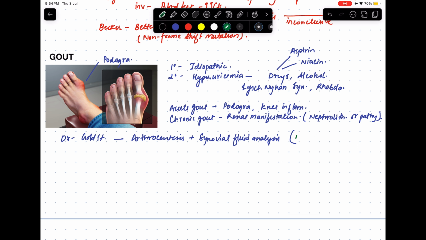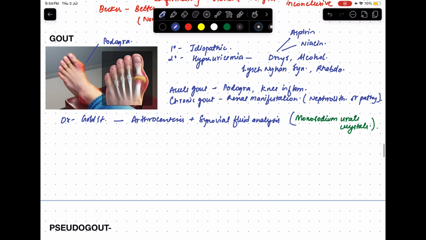Needle shaped monosodium urate crystals that show negative birefringence, and along with that hyperuricemia, you'll be able to see the urate levels would be elevated, and on x-ray you'll be able to see punched out lytic lesions. This is different from sclerotic lesions. These lytic lesions are diagnostic for gout.